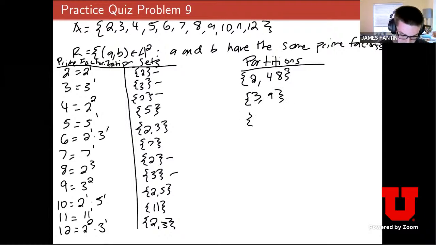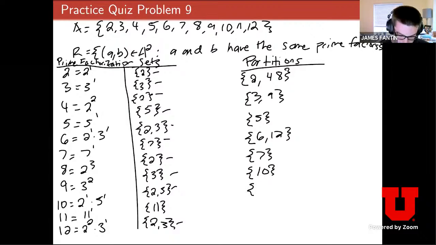Those that just have the element 5 is just 5. Those with the set 2, 3, we've got 6 and 12. For the element 7, just a 7. And then for the set that have 2, 5, that's just 10. And then for the sets that just have the element 11, that's just 11. So these are the partitions.